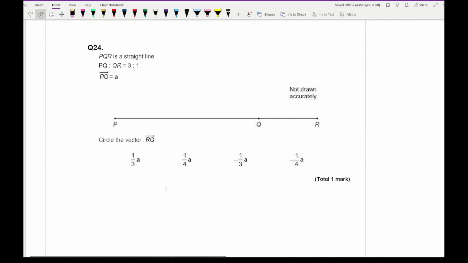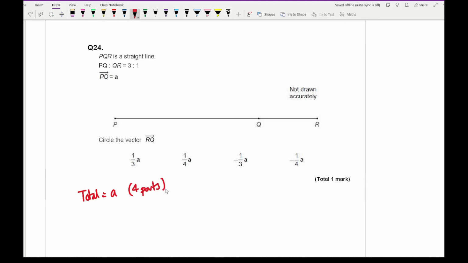Moving on to question 24, which looks at ratios and vectors. It says PQR is a straight line. P to Q to R is in the ratio of 3 to 1. PQ is A. Circle the vector of R to Q. So first of all, let's have a look at this ratio. The total equals A, and that equals 4 parts.